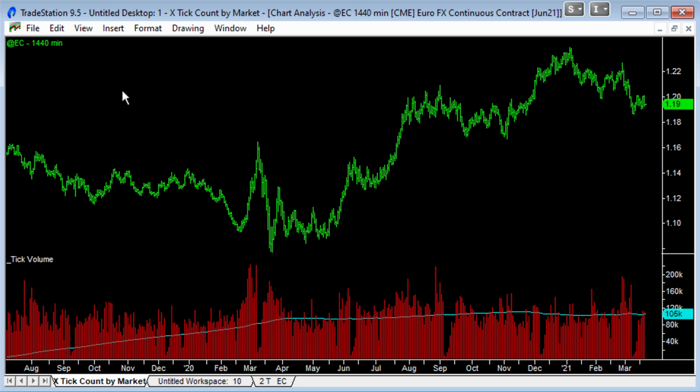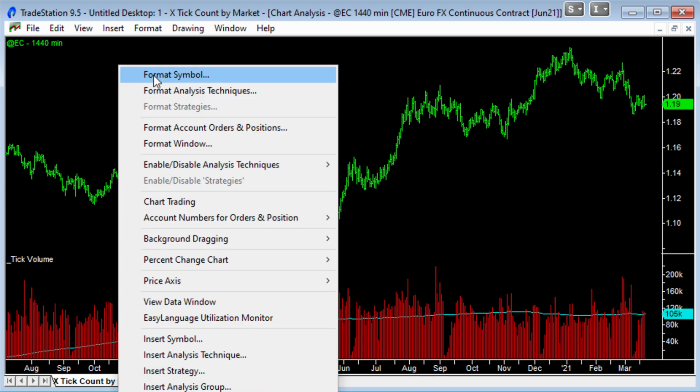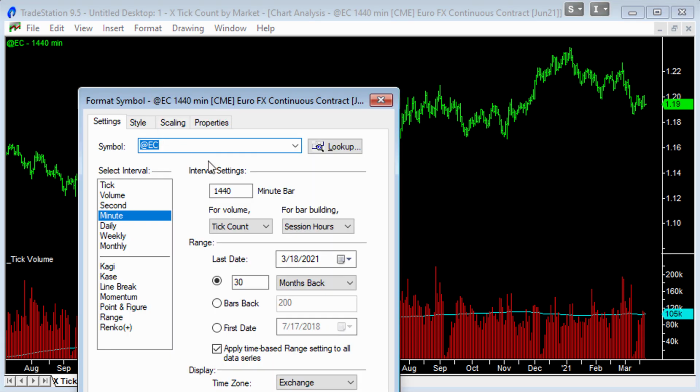I start off with a day chart of the futures market I want to look at. In this case, I'm using the continuous contract of the euro on the CME. This is TradeStation I'm using to chart this. The continuous contract is an @EC. And instead of setting this out as a daily chart, what I've done is I've set this to a minute chart and set this to 1440 minutes, because that allows me to select different volume data for the chart.